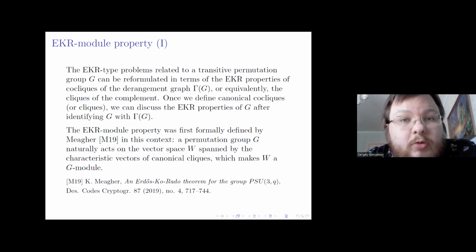The EKR-type problems related to a transitive permutation group G can be reformulated in terms of the EKR properties of co-cliques of the derangement graph gamma of G, or equivalently the cliques of the complement. Once we define canonical co-cliques or cliques, we can discuss the EKR properties of G after identifying G with gamma of G. The EKR module property was first formally defined by Meagher in 2019. In this context, a permutation group G naturally acts on the vector space W spanned by the characteristic vectors of canonical cliques, which makes W a G-module.